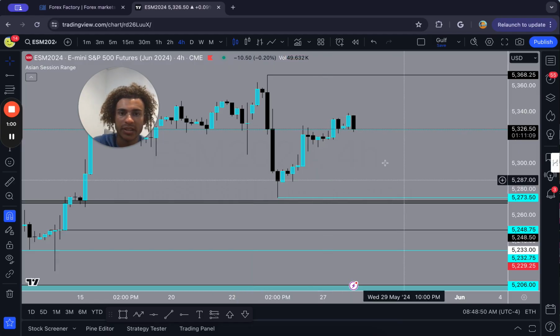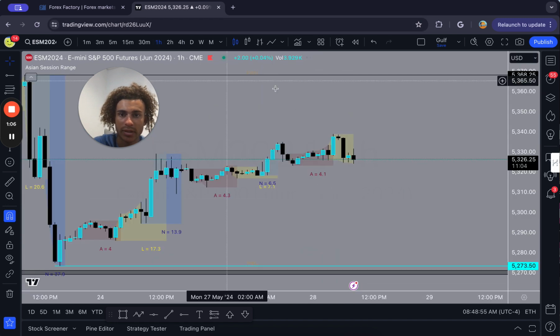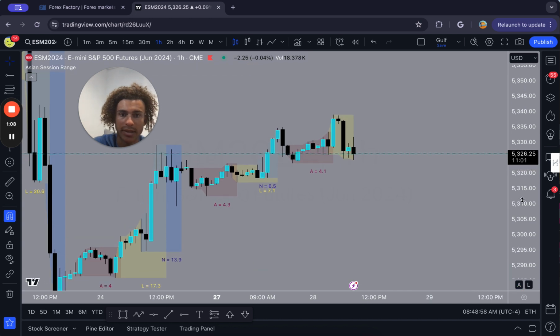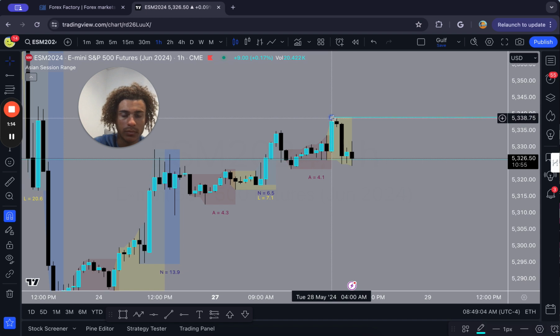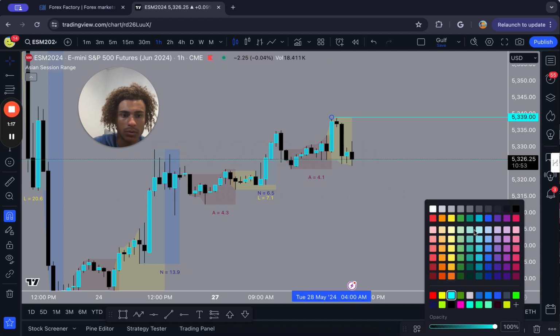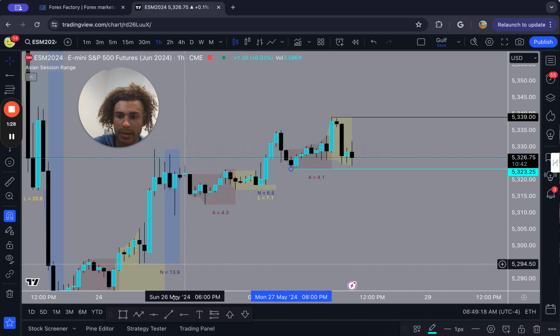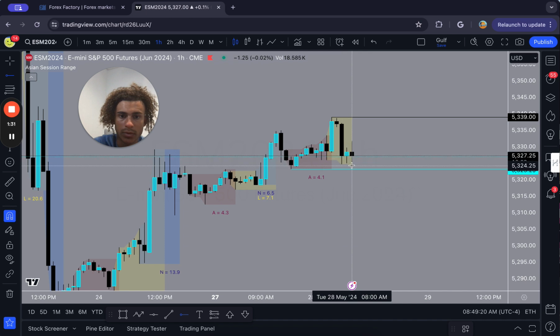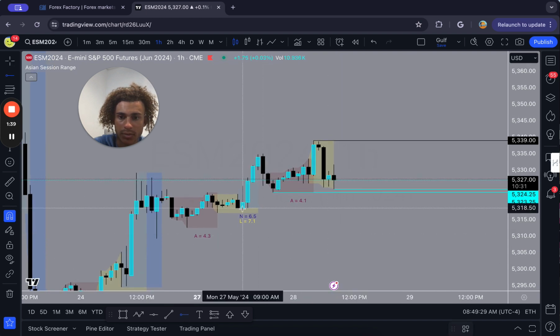Alright, so the next thing we're going to look at is the 1 hour. We have this little range marked out, so now we're going to find some highs and lows on the sessions. Y'all know the drill. This is black. Also going to put this low. Bam. Put this low. And I'm actually also going to pay attention to this low as well.